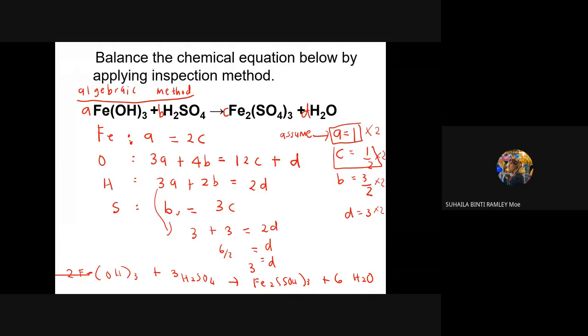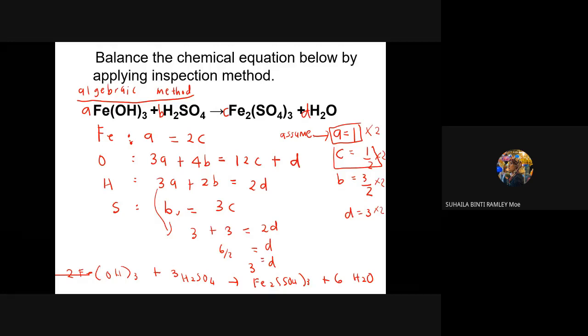Okay, so yang ni namanya algebraic method. Actually, apa-apa method kamu boleh guna untuk balance equation. Yang penting equation kamu tu balance. So kalau inspection method, kamu tengok kiri, tengok kanan tapi tak balance juga akhirnya, jadi kamu gunalah yang ini. Algebraic method. Memang nampak panjang dia punya solution tu, tapi at the end dia boleh dapat jawapan lah. Sebab ini matematik ni. Kamu assign dulu A, B, C, D pada setiap reactant dengan produk tu.